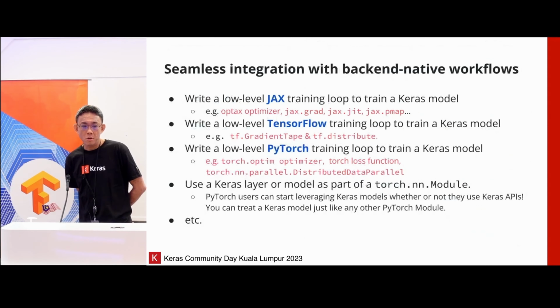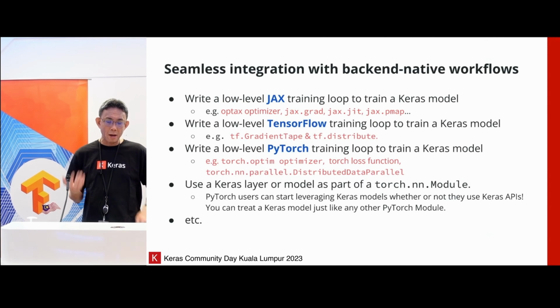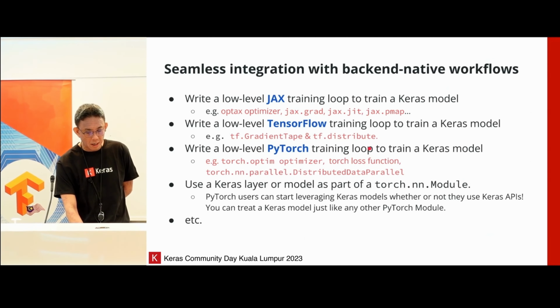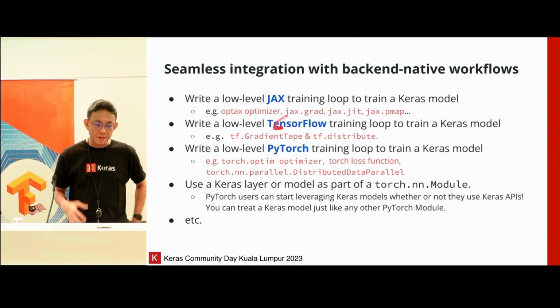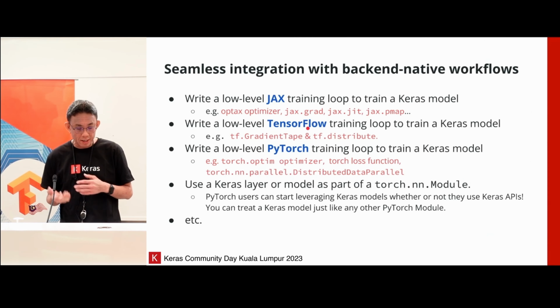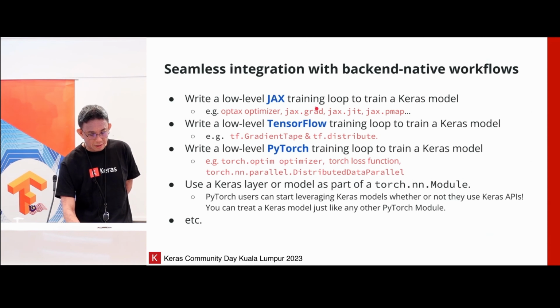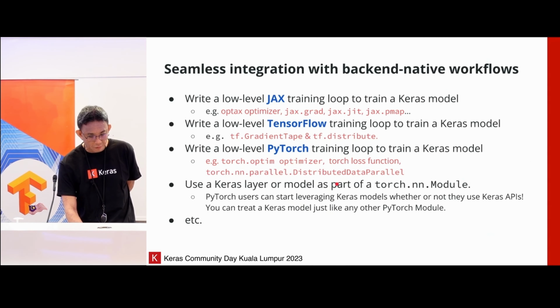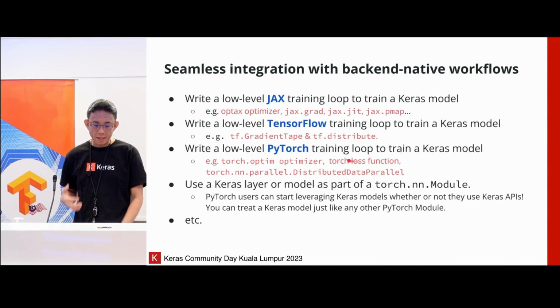So now you have a seamless integration with the backend native workflow. Okay, basically you can write a low-level JAX training loop to train your Keras model. You can use all these, like JAX grad. As we know, different frameworks have a different way of calculating the gradient. So you have JAX, this is how we calculate the gradient. Then you have TensorFlow GradientTape. Then you have your PyTorch, the torch optimizer. So basically you can have a very seamless integration with multi-backend native workflow, whether it's JAX or TensorFlow or PyTorch.